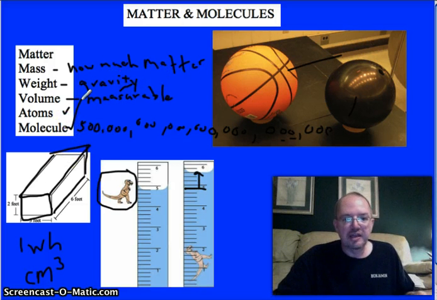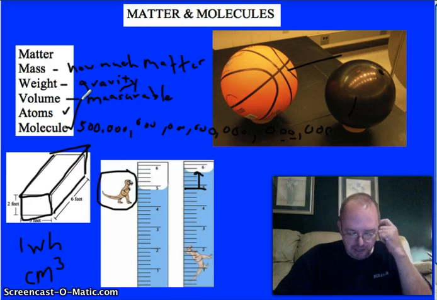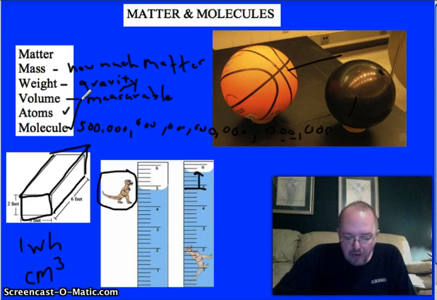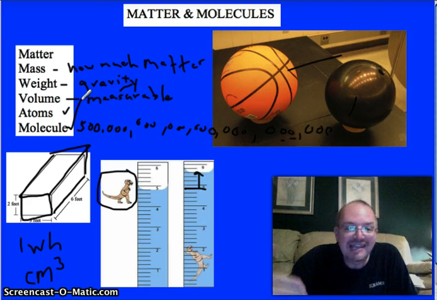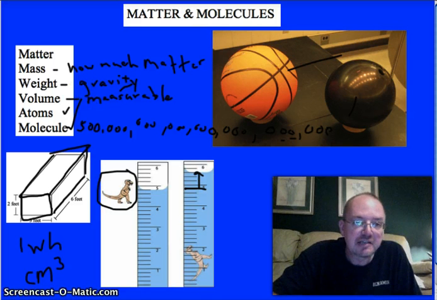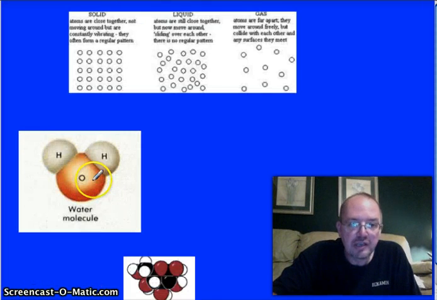A little bit different than a molecule. A molecule is when two or more atoms combine. Now, a molecule is the smallest form of any given substance. For example, we have right here a molecule of water.